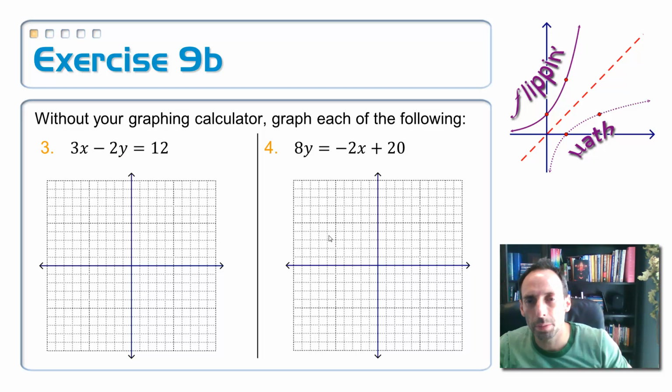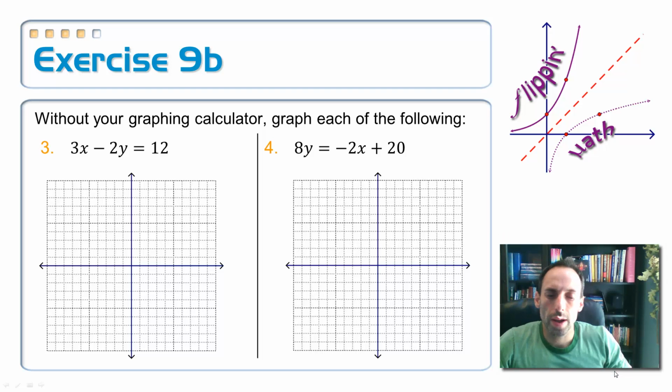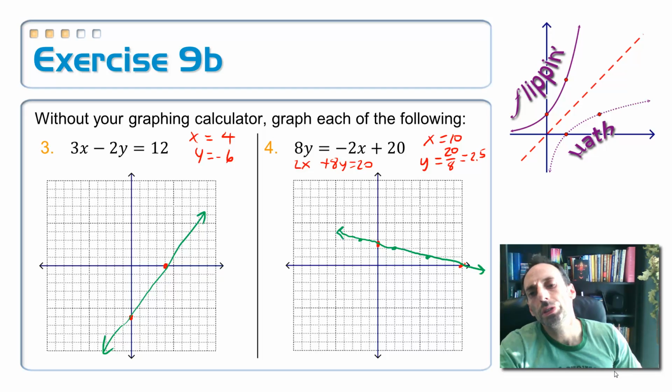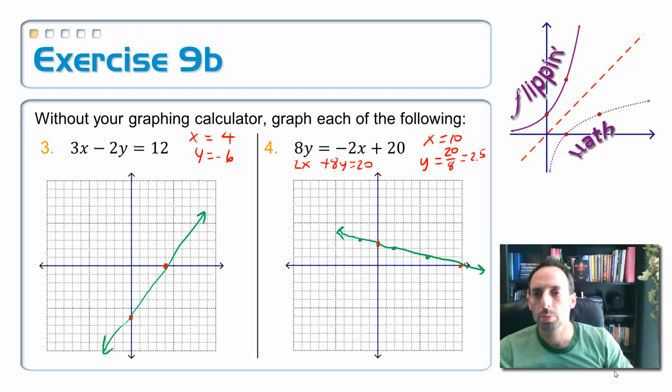One of them might look familiar. Alright, so how'd you do? Is this what you did? Okay, so on number 3, my x-intercept was 4, y-intercept was -6. Graph those 2 points, connect them, make the line.